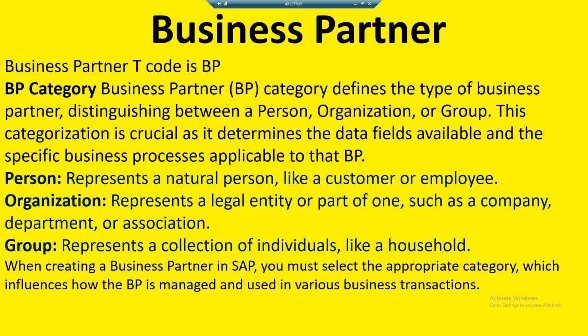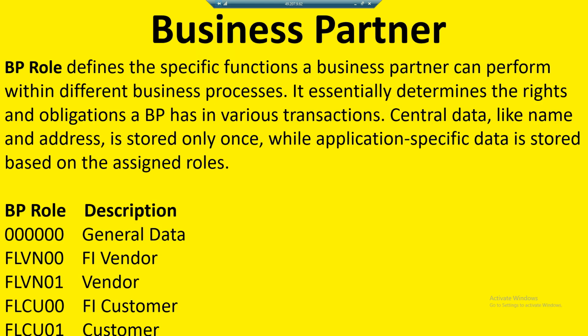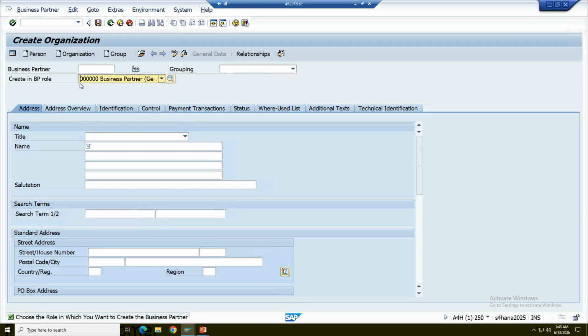If you go to the slide, BP group, BP role. Can you see? BP role defines the specific functions a business partner can perform within different business processes. It essentially determines the rights and obligations a BP has in various transactions. Central data like name and address is stored only once, while application specific data is stored based on the assigned roles. Can you see here? We have to choose 000000 for general data. We are creating general data first, so we will choose BP role as 000000.